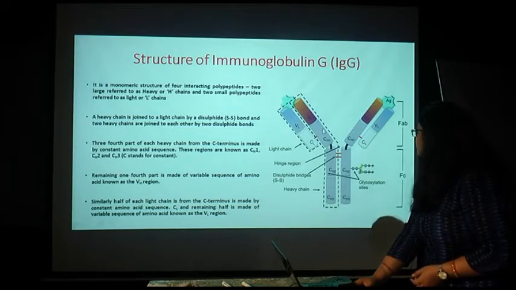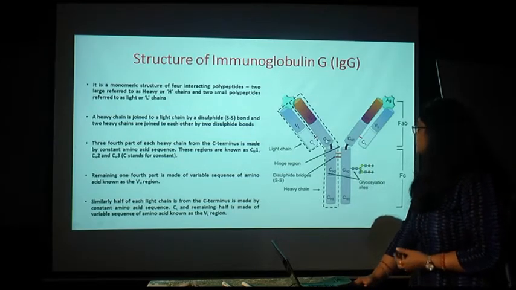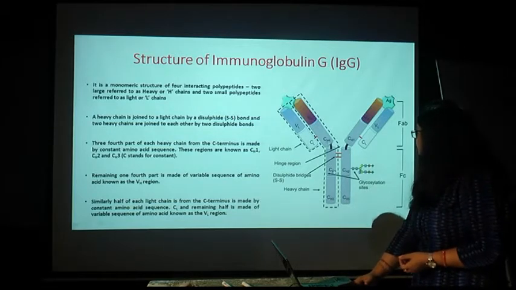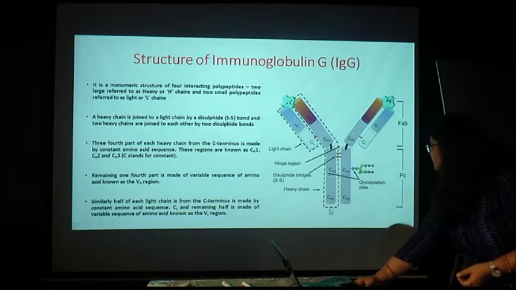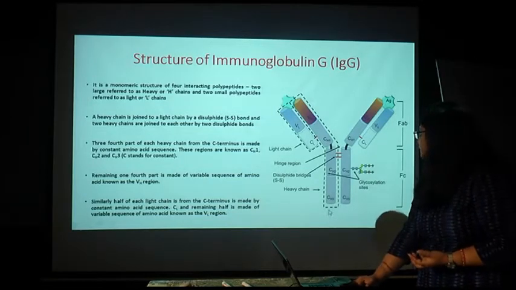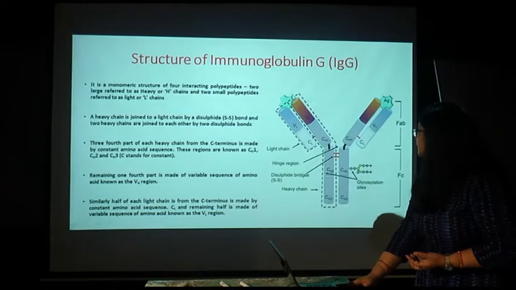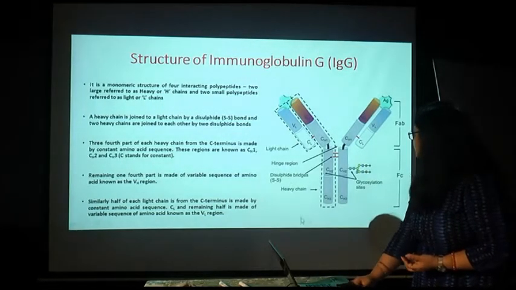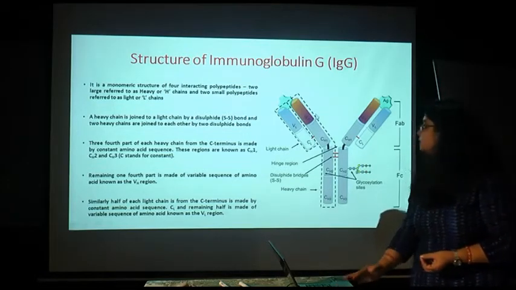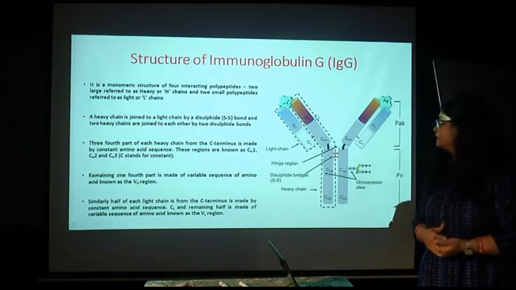Now 3/4 of each of the heavy chain is made up of a constant sequence of amino acids, and the regions are demarcated as CH3, CH2 and CH1. This is the carboxy terminal of the polypeptide, and this here is the amino terminal. Similarly, in the heavy chain, 1/4 of the region consists of a sequence of variable amino acids.